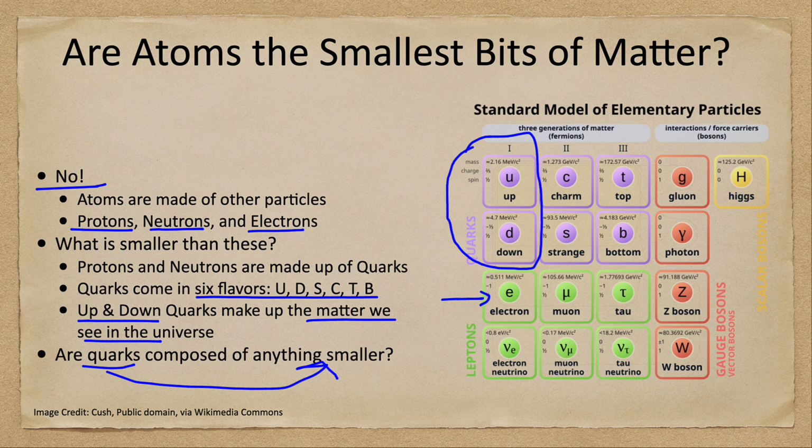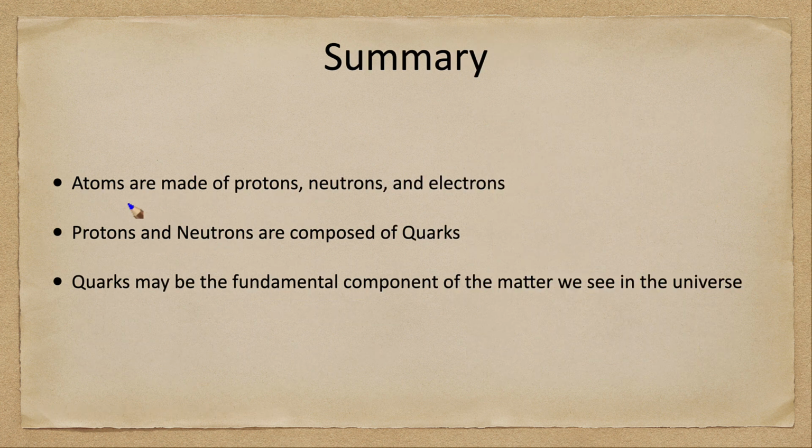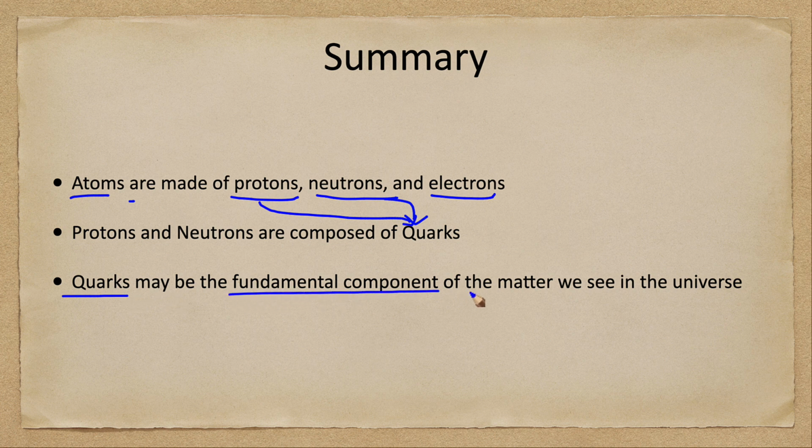So let's go ahead and finish up with our summary here. What we've looked at today is, first of all, that atoms we know are made up of protons, neutrons, and electrons. But the protons and neutrons here are made up of quarks. So they actually are made up of even smaller particles. At the current level of understanding, we believe that quarks are the fundamental component of the matter that we see in the universe, specifically the up and down quarks that make up the matter that we see. So that concludes this misconception in astronomy on atoms being the smallest bits of material.